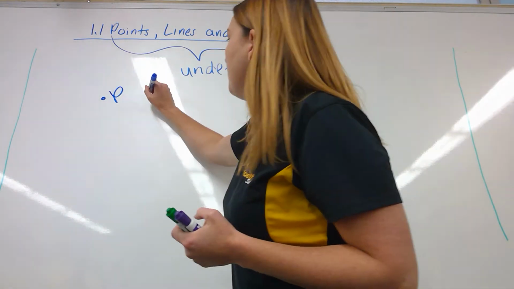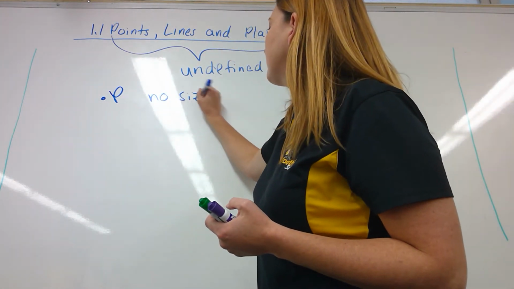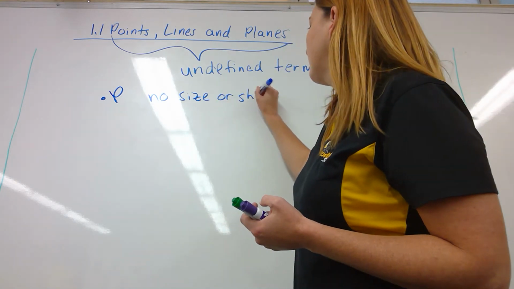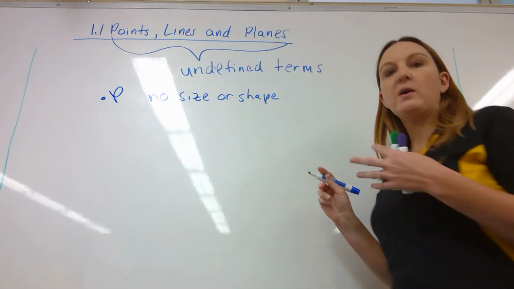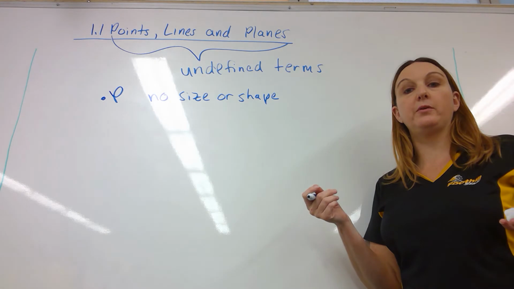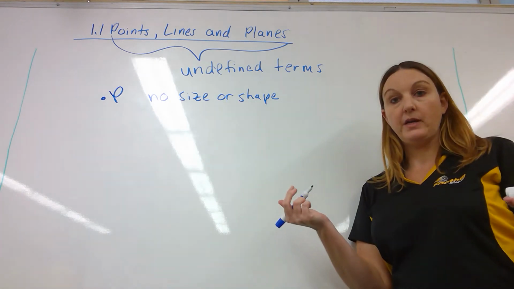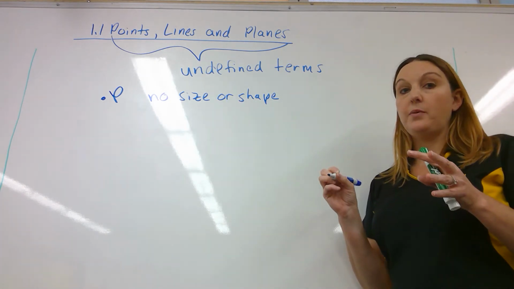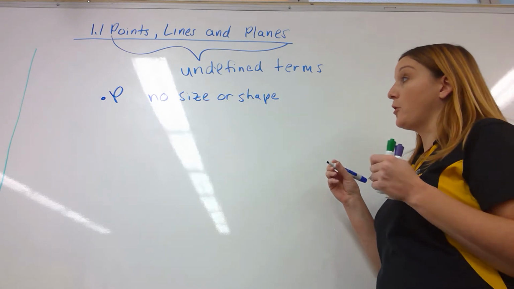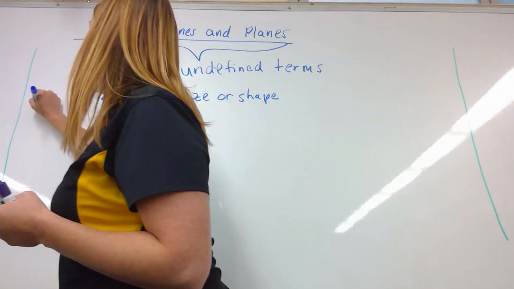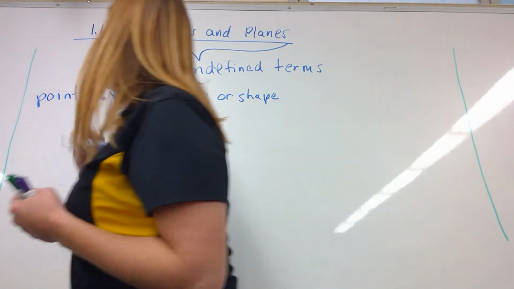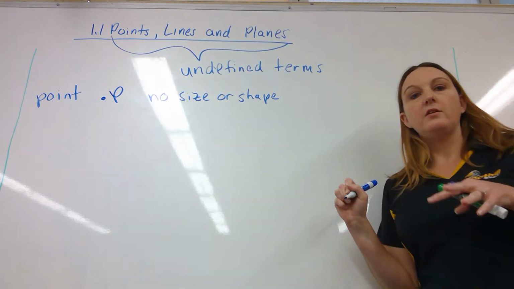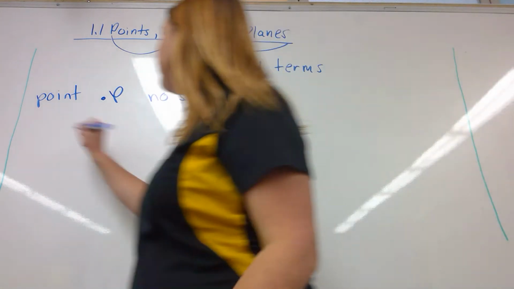The way we name a point is just with a capital letter. I've named this point P. I suppose I should write point over here. Point. Okay. Our next undefined term is a line.